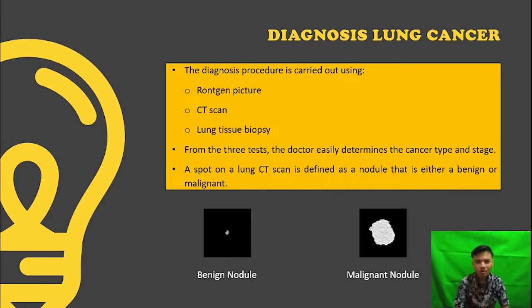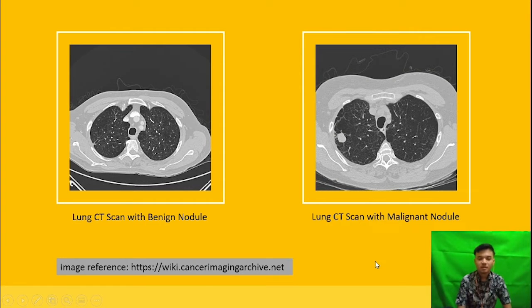A spot on a lung CT scan is defined as a nodule that is either benign or malignant. And this is an example picture of a benign nodule, which is on the left, and the right is the malignant nodule. This is the example of 2 pictures between a benign nodule and a malignant nodule. The picture on the left is a lung CT scan with a benign nodule, and the right is a lung CT scan with a malignant nodule.